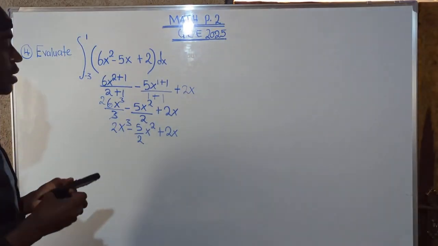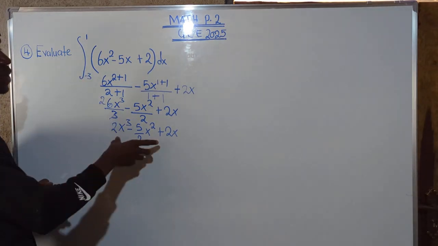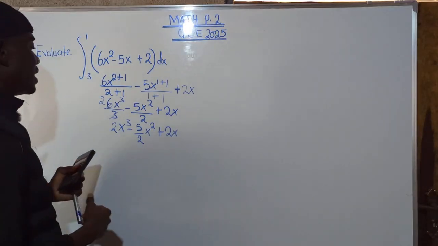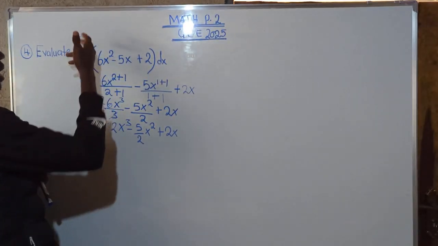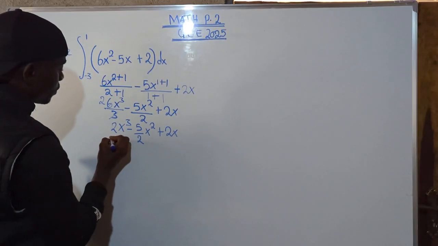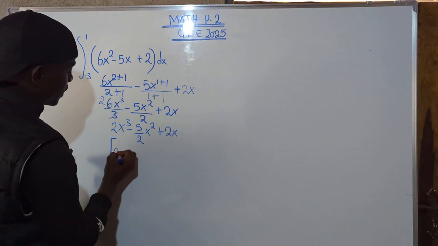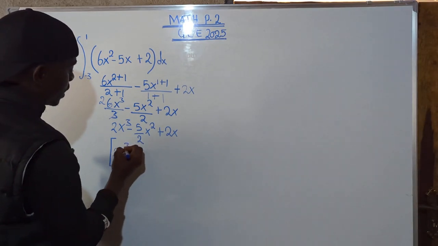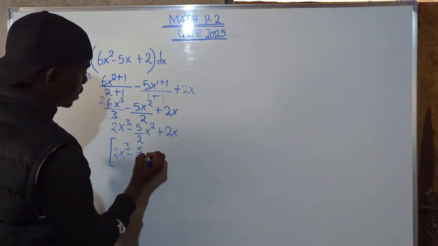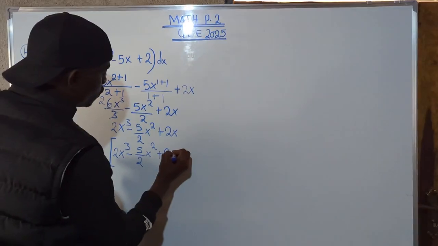We have integrated. Now, the question is saying we evaluate. So it implies we won't end here. We're supposed to do something about it so that we're able to find the answer. Now, because we have our upper limit, we are going to make it into 2. So we're going to have 2x to the 3 minus 5 over 2, then x to the 2 plus 2x.